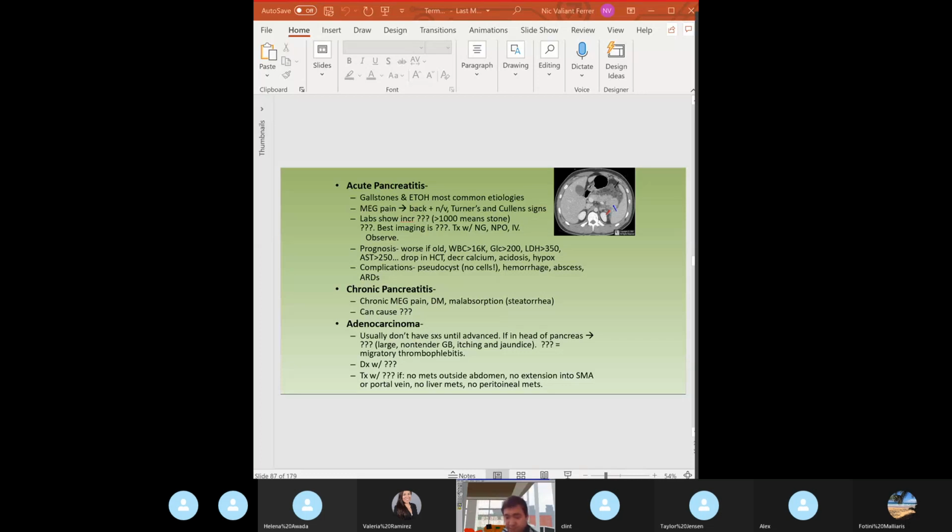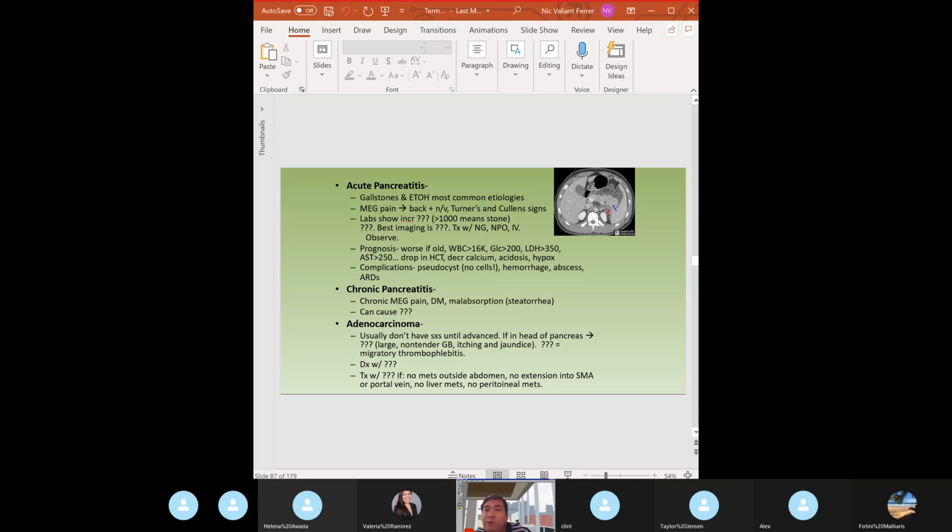Where is the ecchymosis? In the flanks, right? The flank region. That's your Turner's sign. Don't forget that, guys. When you're in the hospital, the attending is going to ask you these signs.